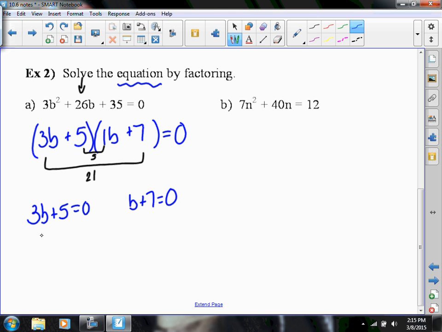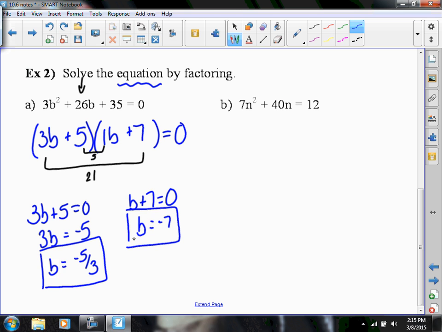So I'm going to subtract the 5 over and then divide by 3. So I get negative 5/3. And again, that's okay if you get a fraction. Just make sure it's reduced. You can leave it improper like this one. And here I would subtract the 7 over, so I would get negative 7. Now to check my answers, I would want to take each of these values for b and substitute them back into the original equation and make sure I got a true statement.